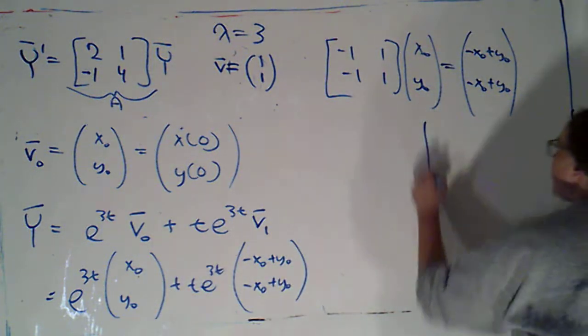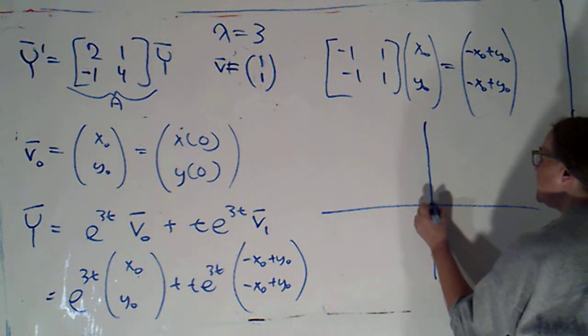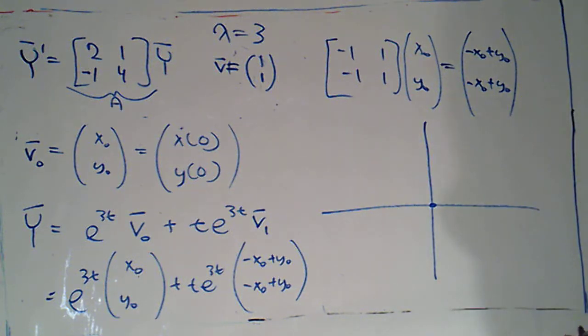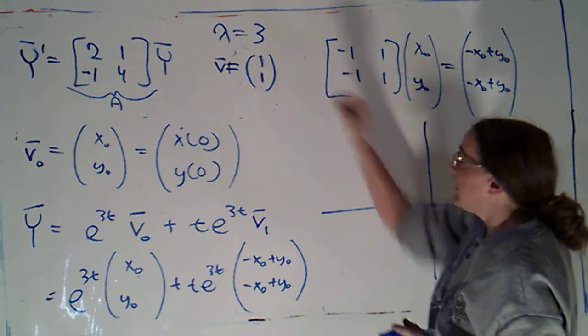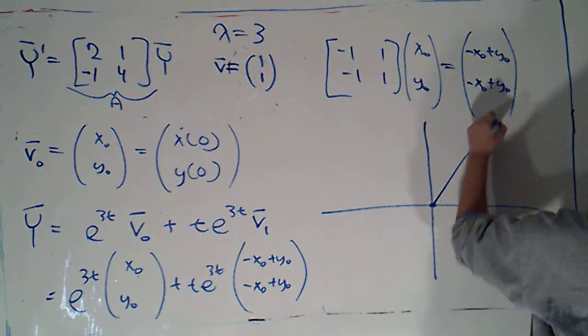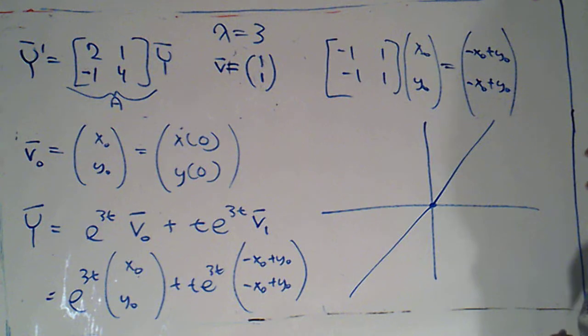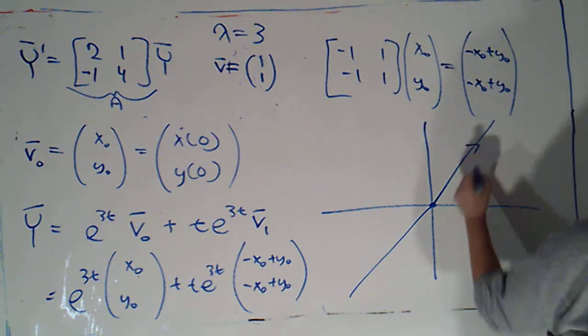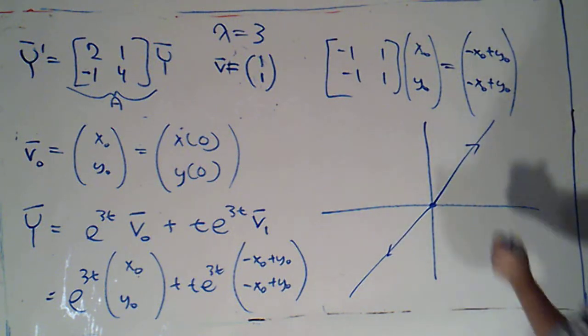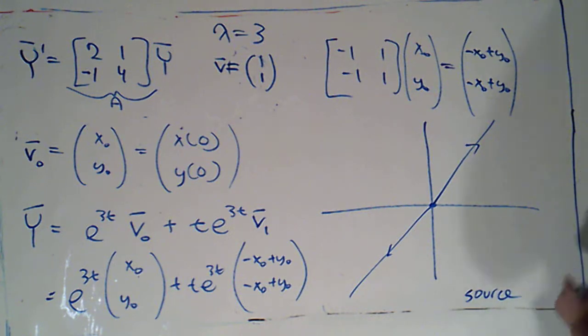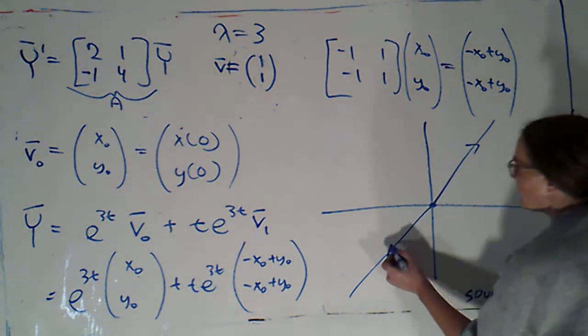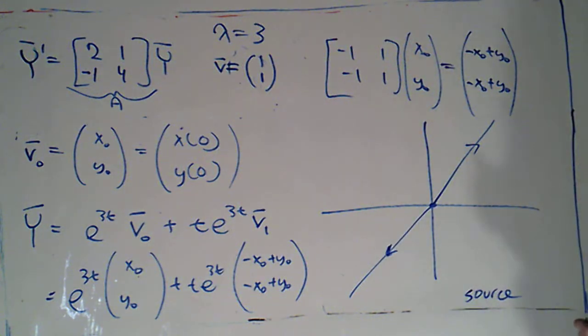Okay, so I draw my phase portrait. So there's my beautiful equilibrium solution. This is just corresponding to (1, 1), the line y equals x. Okay, and since my eigenvalue is 3, this is going to be a source. It didn't say to classify it, but we might as well. So all of my solutions are going to be going away from the origin.